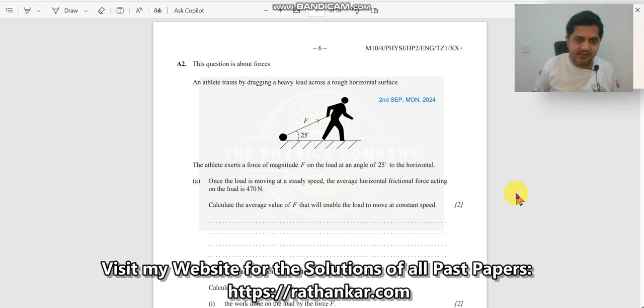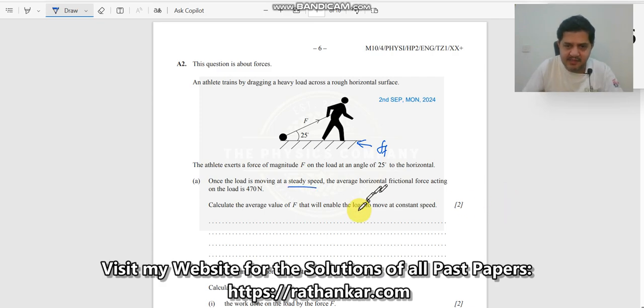Right. So first question: an athlete trains by dragging a heavy load across a rough horizontal surface. It means there is friction over here. The athlete exerts a force of magnitude F. There is a force pulling this object at an angle of 25 degrees to the horizontal. The load is moved at a steady speed. What do you mean by steady speed? Let me just increase this font here.